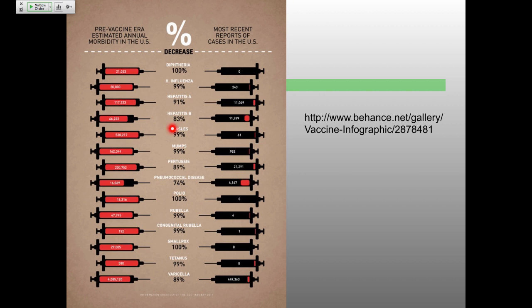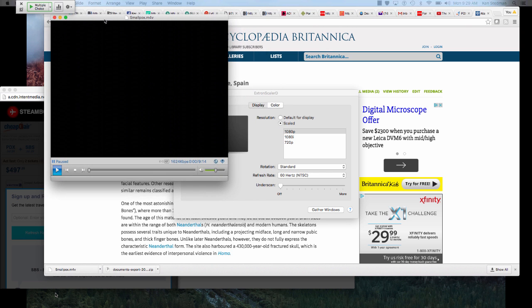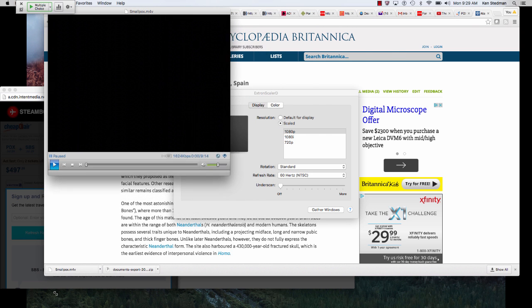And that's not just true for measles, diphtheria, influenza, hepatitis, et cetera. Smallpox, before vaccination, 30,000 a year in the US, now of course zero. Just really amazing the progress which has been made as far as a lot of these things are concerned. So let's take a quick look at how this eradication took place. A nice documentary put together by the Canadian Broadcasting Corporation on pox virus elimination.